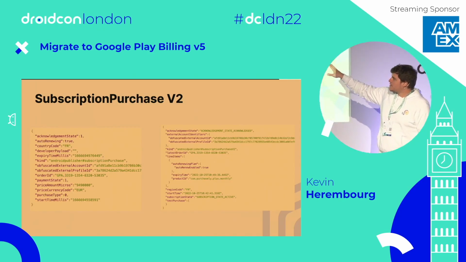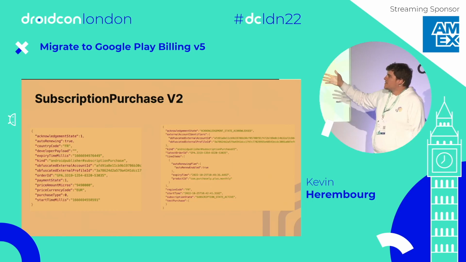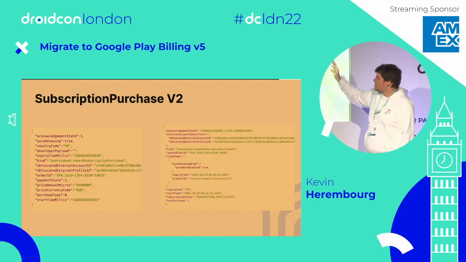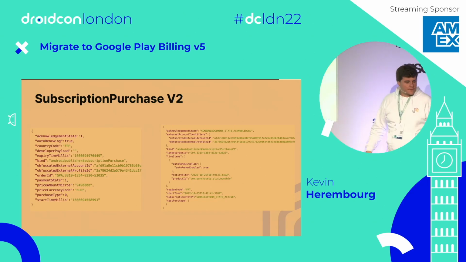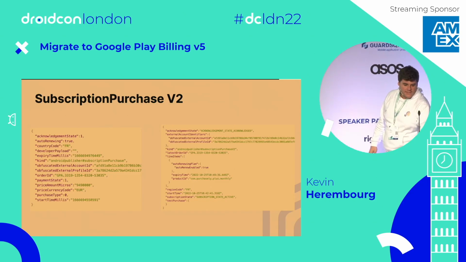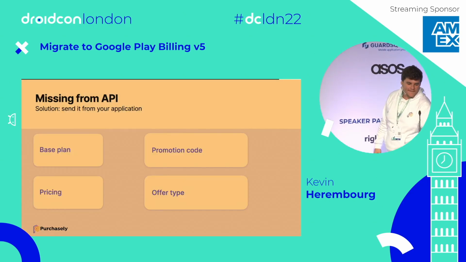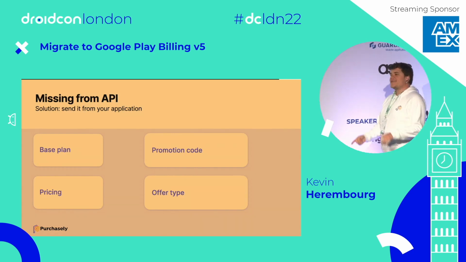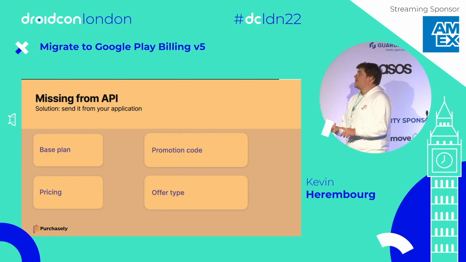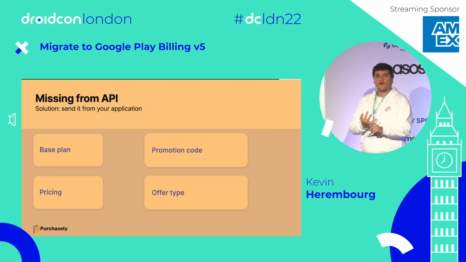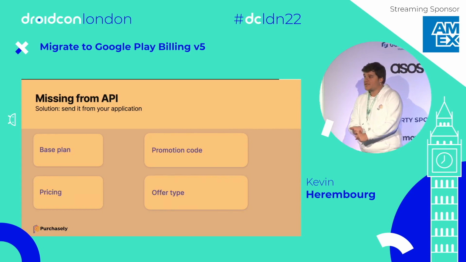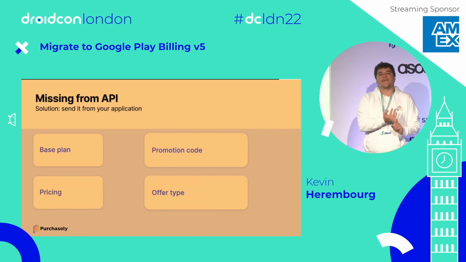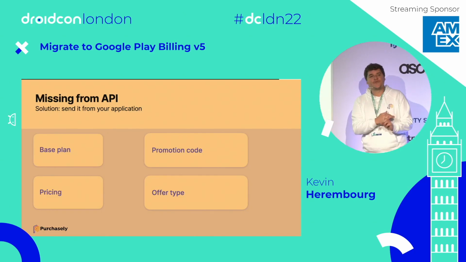They revamped it and changed the names. You find the same information. Basically, they didn't change the name of everything. But as you can see, it's almost look-alike. But there is a very important part missing, which is the base plan that the user chose, the offer that it chose. Maybe use the promotion code to enjoy this offer because, you know, in Google, you can create promotion codes for your users. And the pricing. You don't know which price the user pay.